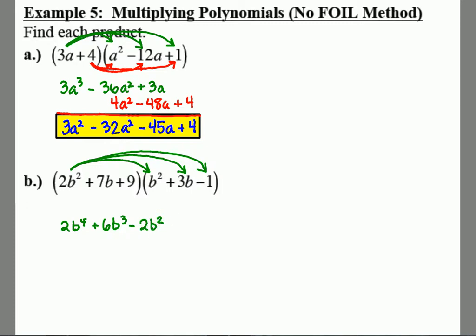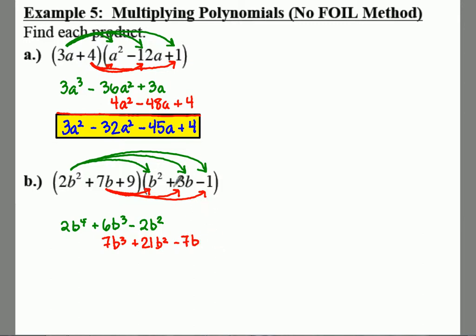Now I'm going to have to multiply my 7b times all three terms. So I'm going to do this in a different color. This is going to be 7b times b squared. That gives us a 7b to the third. I'm going to write that underneath my other b to the third power. This will make my addition at the end much, much easier. 7b times 3b gives us 21b squared. 7b times negative 1 gives us negative 7b.